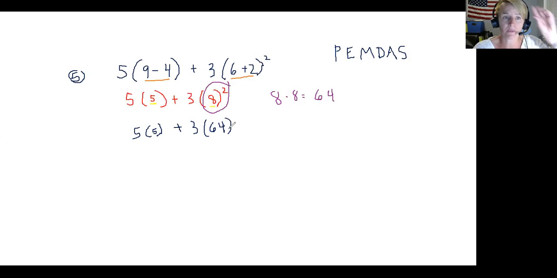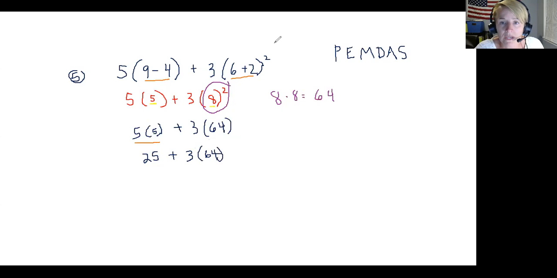Okay, I have some multiplication and I have an addition in the middle. Now we know that we do multiplication from left to right. So I can do them both at the same time or I can do them separately. I'm going to do them separately for the sake of explaining to you what I do. 5 times 5 is 25. Copy down my plus, copy down my 3, copy down my 64 that's in parentheses.